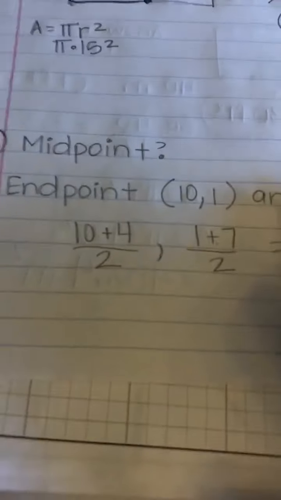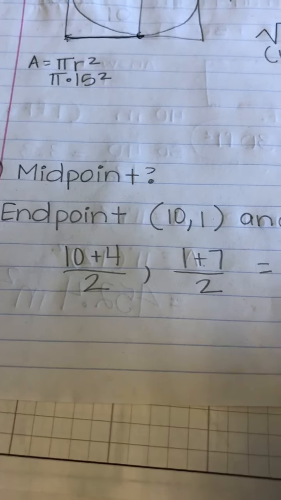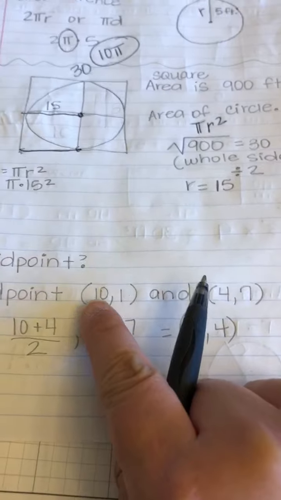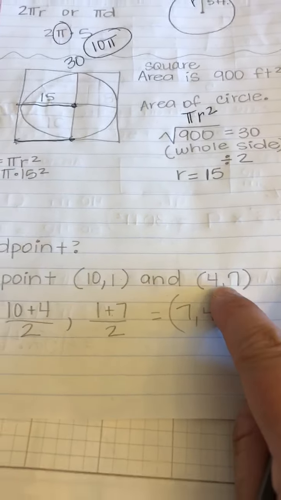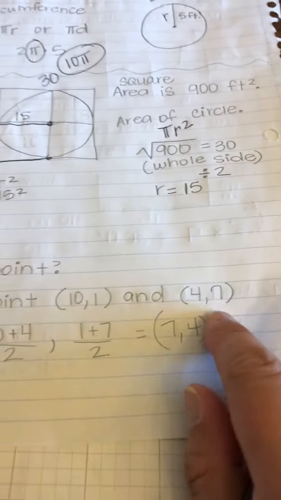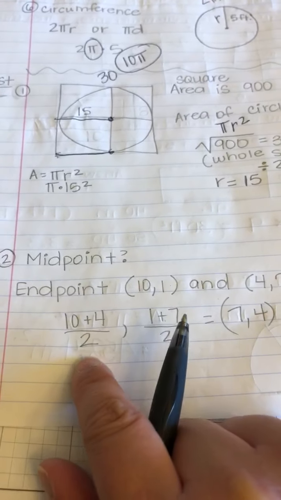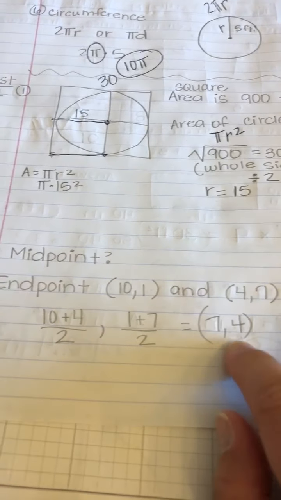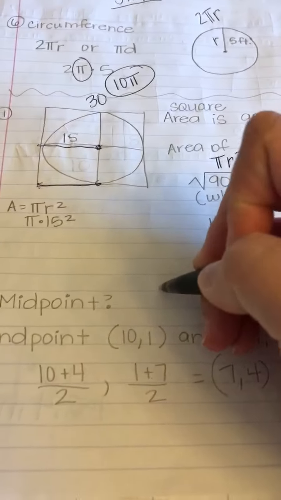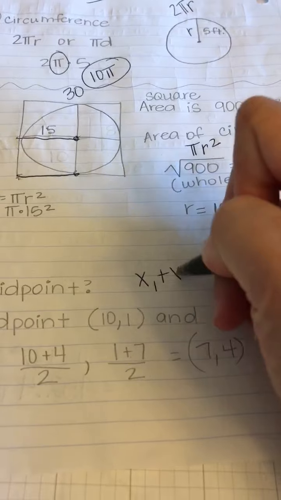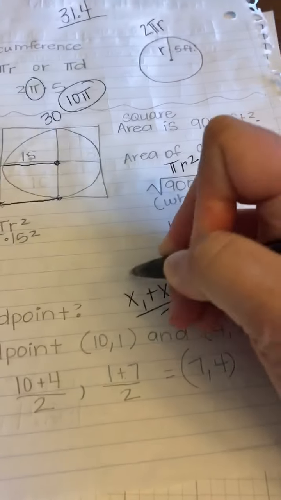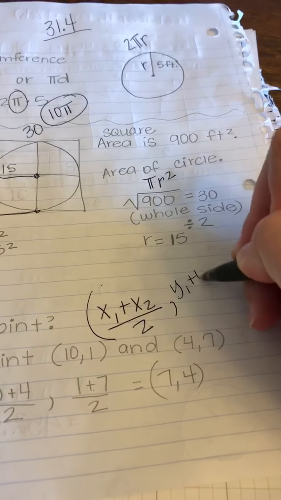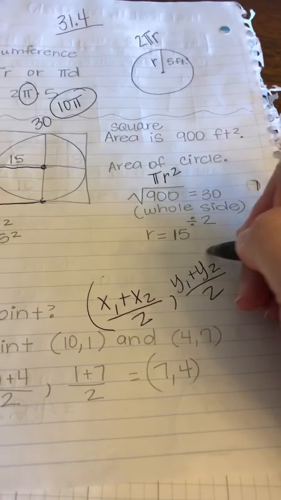Midpoint, I know it's been a little while since we did that. We love when they just give you 2 endpoints because you literally just find the average. So you add your x's together, divide by 2, add your y's together, divide by 2. So that's going to be 14 divided by 2, which is 7, and 8 divided by 2, which is 4. So the midpoint formula is x1 plus x2 divided by 2, and that's the first part of your ordered pair, and then you just do y1 plus y2 divided by 2, and that's the y value in your ordered pair.